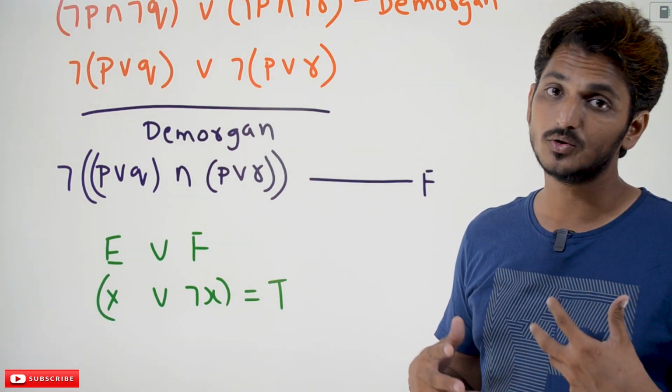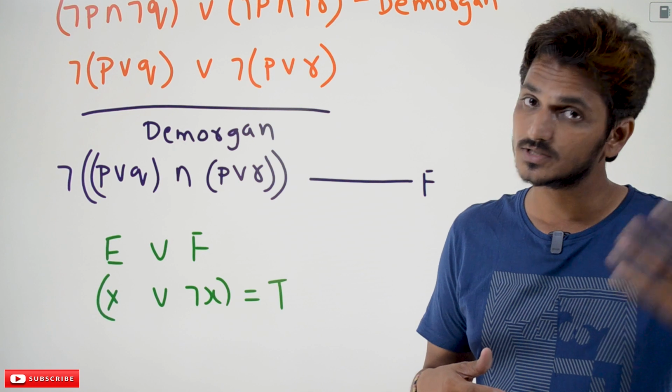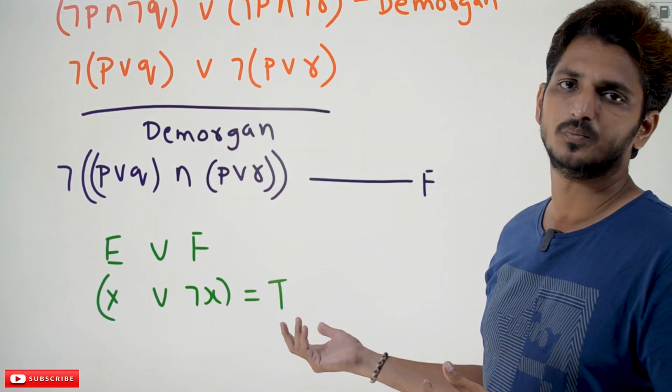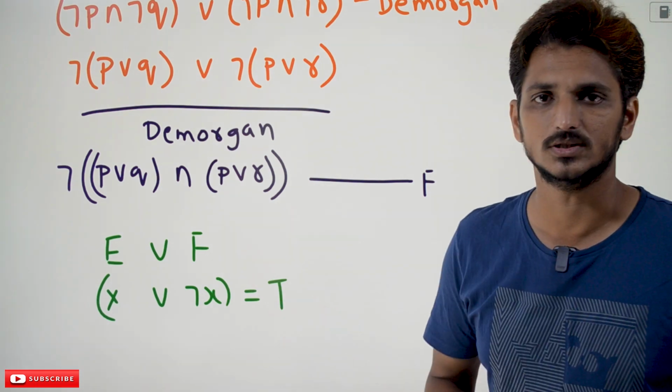This is how we need to use the equations which we discussed in our previous classes, and we have to reduce that into true. Then we say it as a tautology.